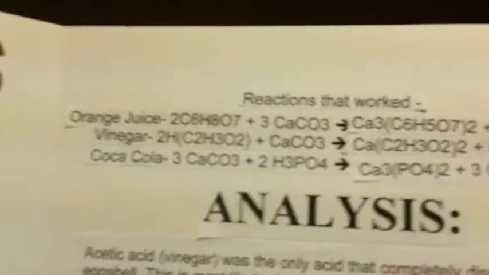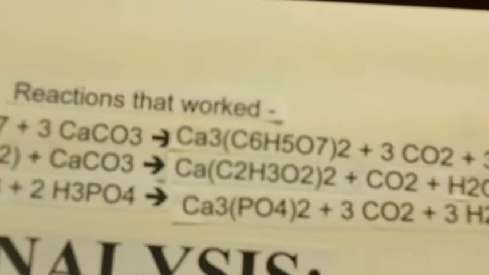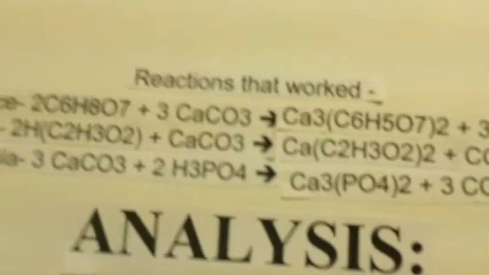So we already kind of talked about how this part of our data is set up, but right here is our eggshell qualitative observations during the disintegration of the eggshells, and we just put those down here in this table. This is the last part of our data. It just shows the reactions that worked and the balanced chemical equations for those reactions.